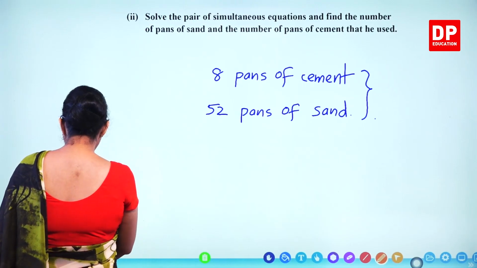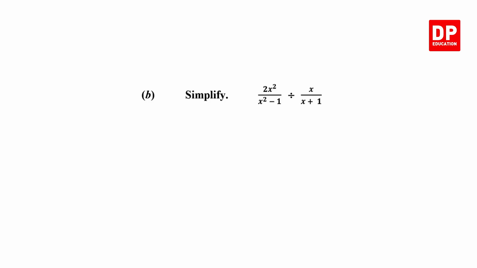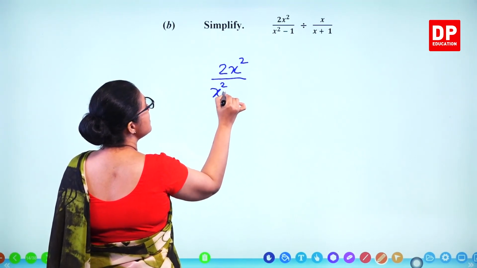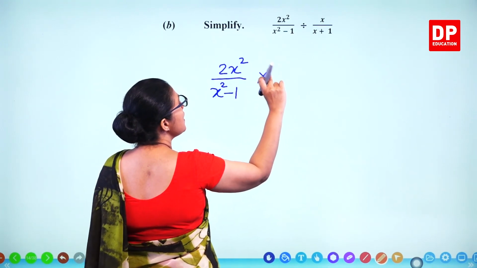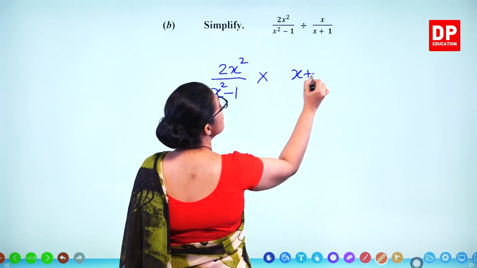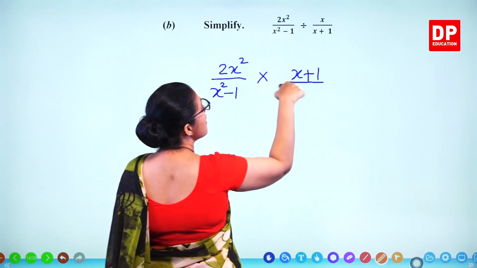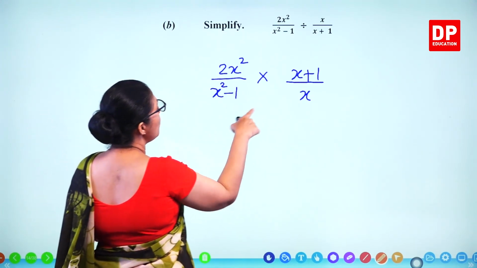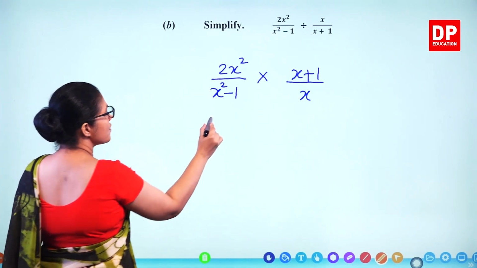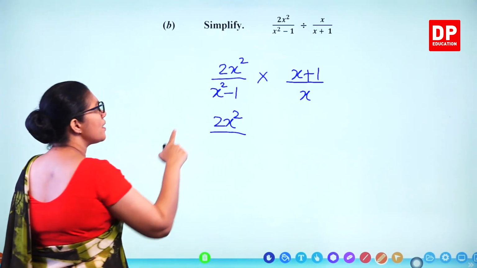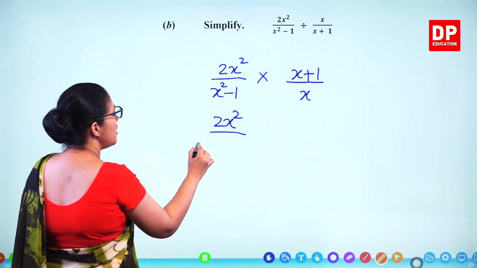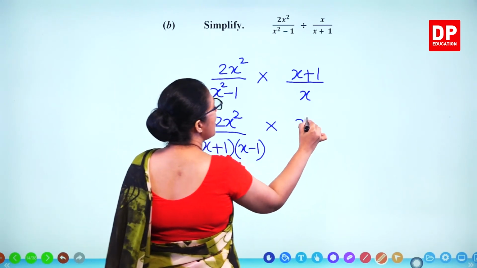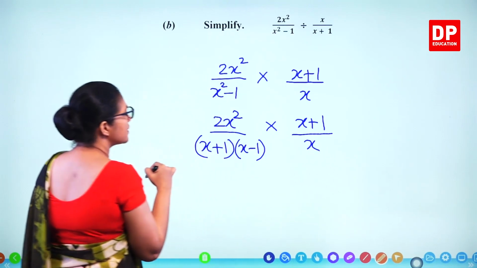So let's take the next one. Part B, simplify. So algebraic fractions division. So what's the rule? You write down the first fraction as it is and division becomes multiplication of the reciprocal. So numerator goes there, down, and numerator goes to the top. Now what do we do? We need to factorize 2x squared. What's this one? X squared minus 1, difference between 2 squared terms. What are the factors? X plus 1 and x minus 1, multiplied by x plus 1 over x.